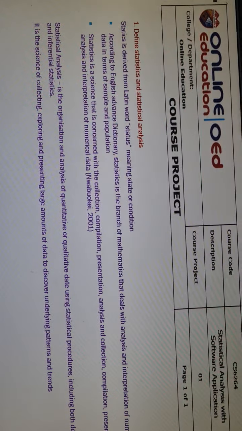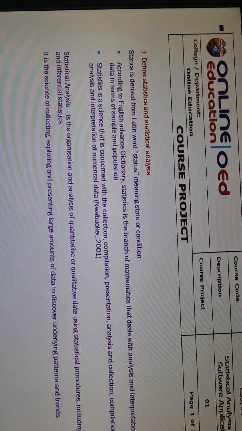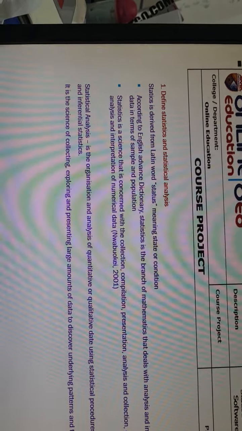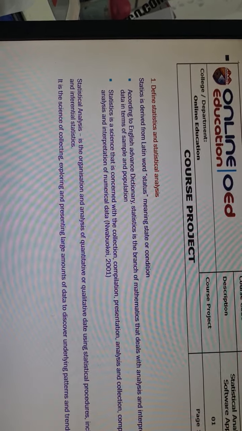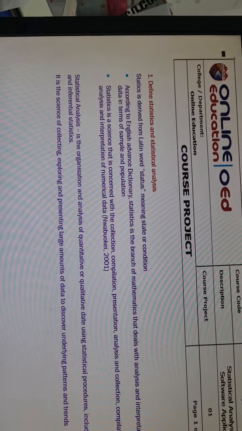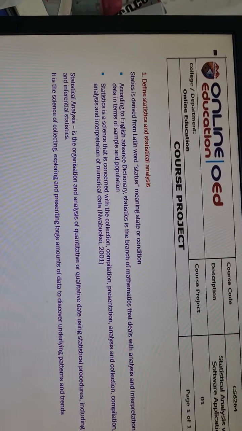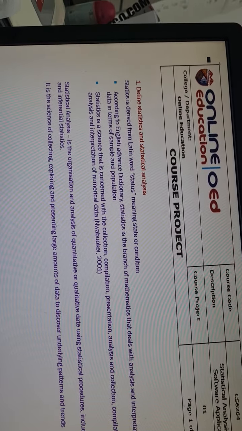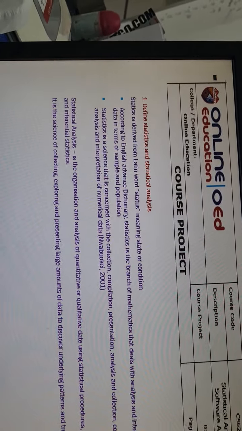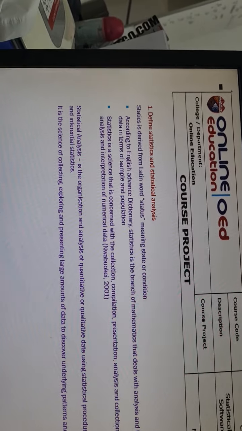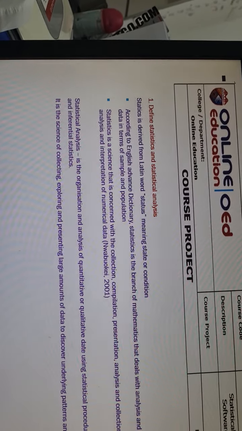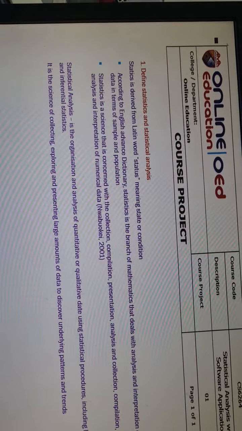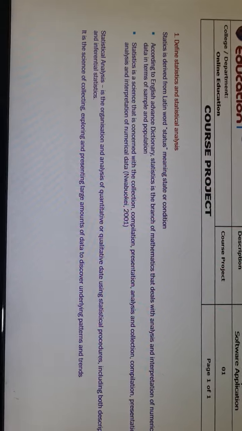Statistics as well is a science that is concerned with the collection, compilation, presentation, and analysis of numerical data. Statistical analysis is the organization and analysis of quantitative or qualitative data using statistical procedures, including both descriptive and inferential statistics. It is the science of collecting, exploring, and presenting large amounts of data to discover underlying patterns and trends.